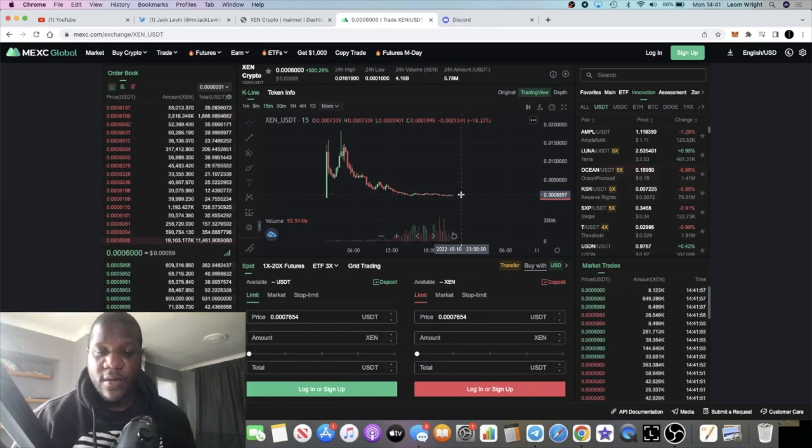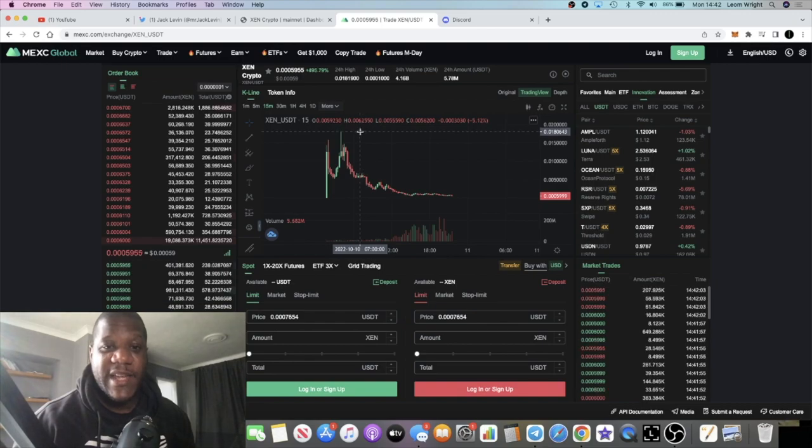And in a bull run, what can this price hit, especially with low liquidity? The price could go absolutely nuts. Take out this all-time high. There's always the potential for that.